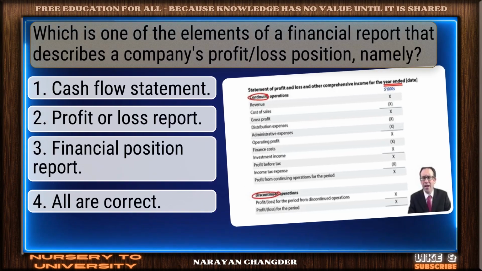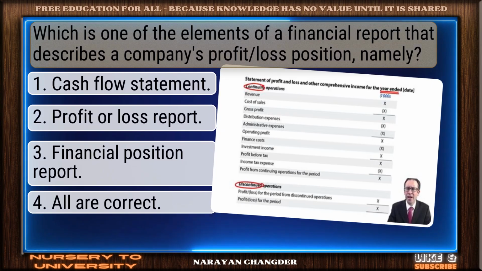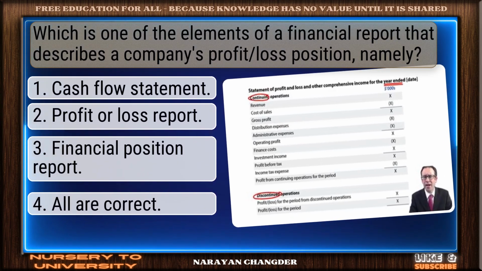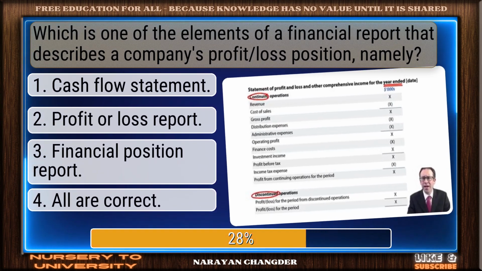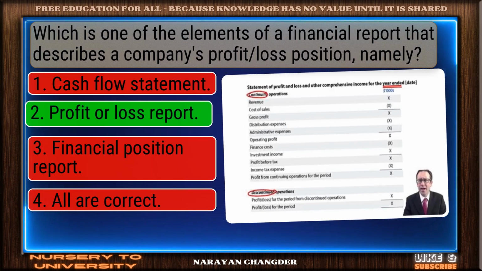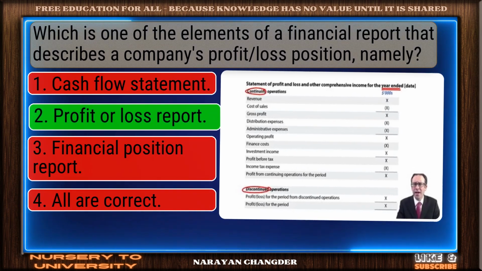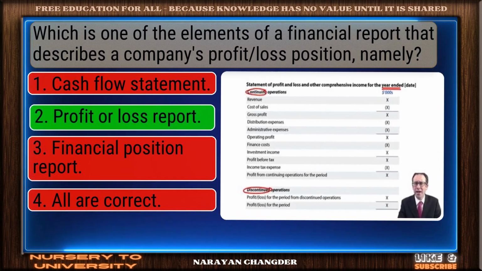Which is one of the elements of a financial report that describes a company's profit-loss position, namely? Good thinking. Profit or loss report is the right answer.